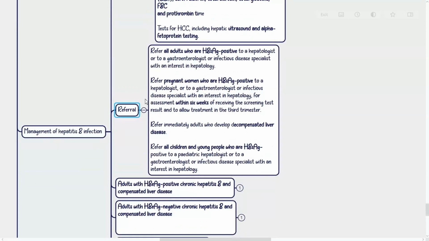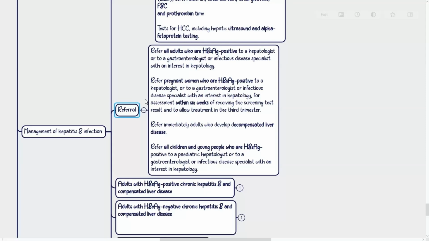Referral. Refer all adults who are HBsAg positive to a hepatologist or to a gastroenterologist or infectious disease specialist with an interest in hepatology. Refer pregnant women who are HBsAg positive to a hepatologist or to a gastroenterologist or infectious disease specialist with an interest in hepatology for assessment within 6 weeks of receiving the screening test result and to allow treatment in the 3rd trimester.